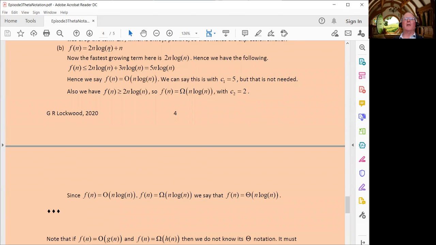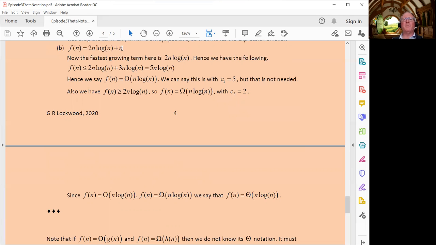F of n is 2n log n plus n. The fastest growing term here is 2n log n. And so we've got f of n is less than or equal to 2n log n plus 3n log n. All I've done is replace this slower growing term, plus n, with 2n log n. So f of n is less than or equal to 5n log n, and so it's big O of n log n. Now C1 is equal to 5, but we don't actually need to mention that. Doesn't hurt, but we don't need to.